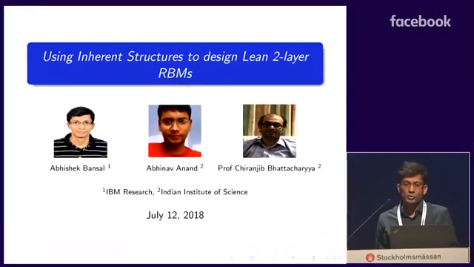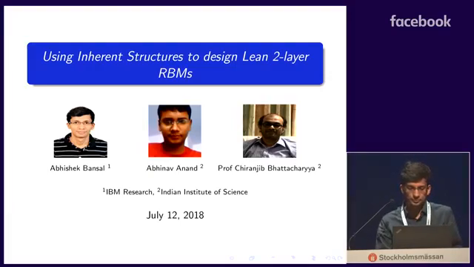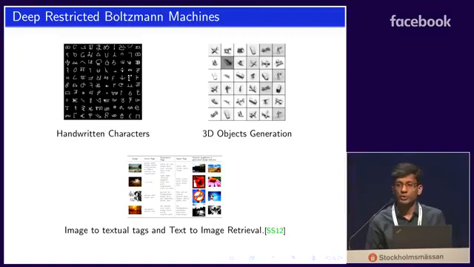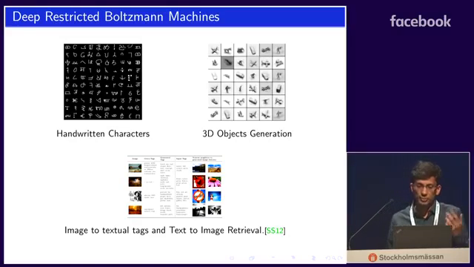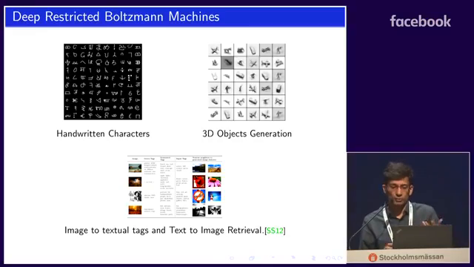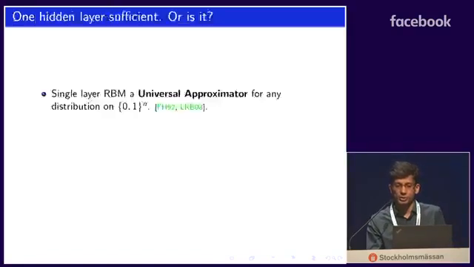So in this work, we study the representation power of generative neural networks, particularly single-layer and multi-layer deep restricted Boltzmann machines. And using ideas from statistical mechanics, we derive some insights. Deep Boltzmann machines have been used quite extensively in the past, for example, generative modeling of handwritten characters, 3D objects, even multimodal learning, so given an image to generate the corresponding textual tags, and vice versa.